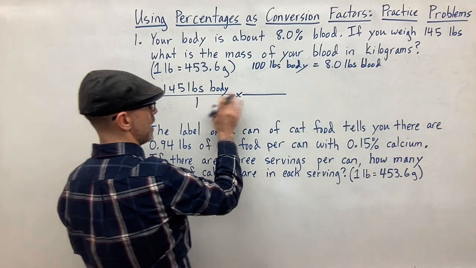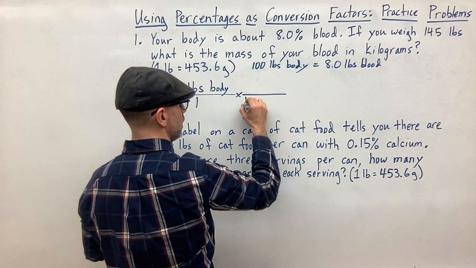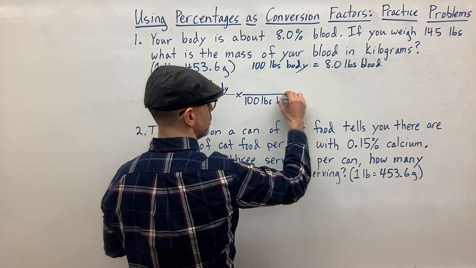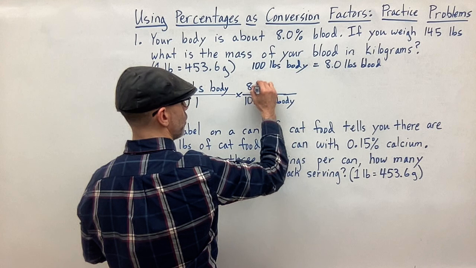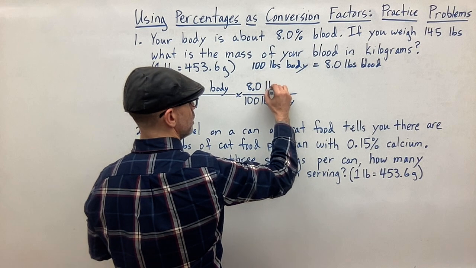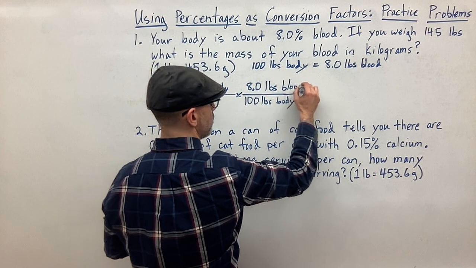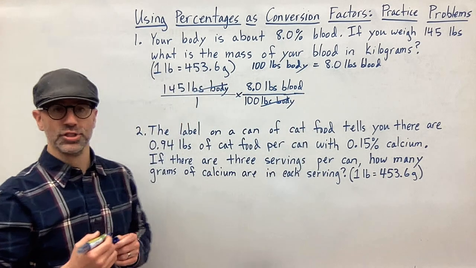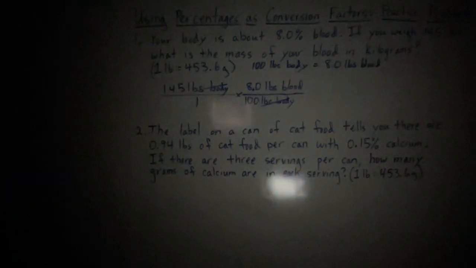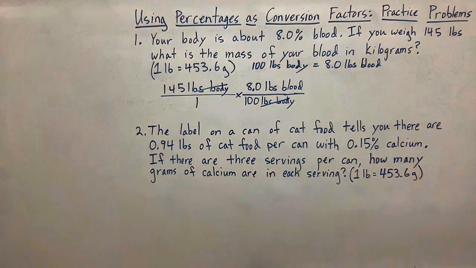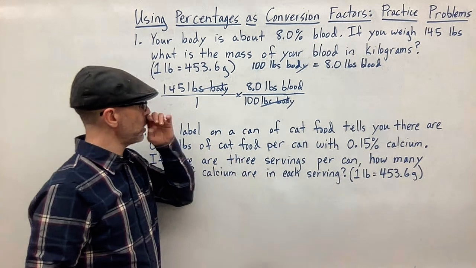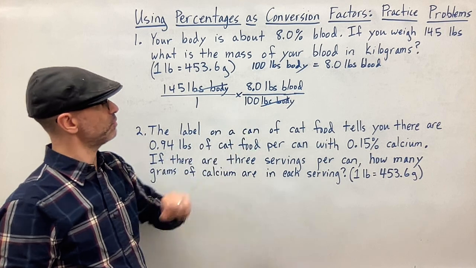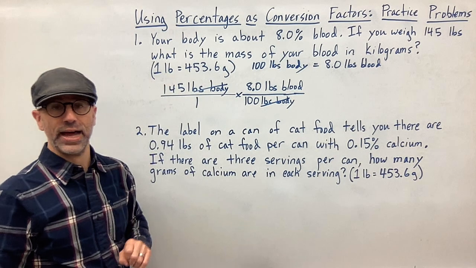So pounds of body is on the top, so we're going to put 100 pounds of body on the bottom. And we're going to put 8.0 pounds of blood on top. So the pounds of body gets canceled out. Now we have pounds of blood. We want to get that to kilograms of blood. So we're going to use this. We're going to convert that to grams.